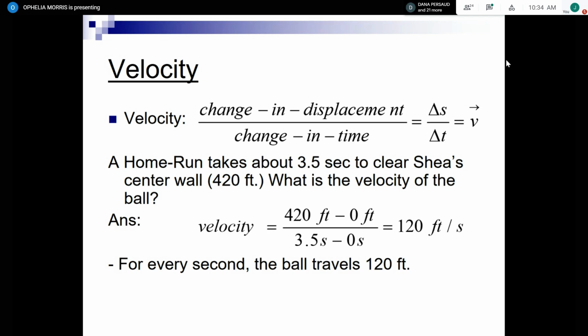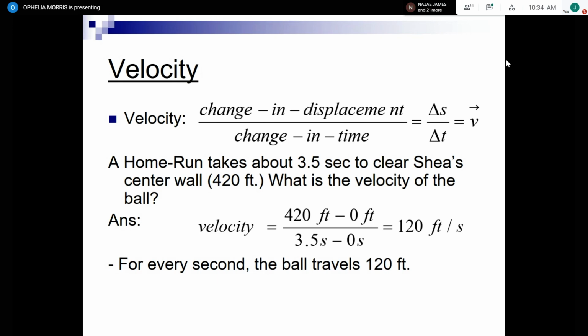So the question is, a home run takes about 3.5 seconds to clear Shea's center wall, which is 420 feet. What is the velocity of the ball? So in this question, even though they did not give you the initial velocity, everybody knows that you always start out from 0. Because some students are going to say, Miss Morris, they didn't give me the initial velocity. How do I know its velocity? Again, everything starts out at 0. So if it ends at a number, it's implied, inferred, that it started at 0.